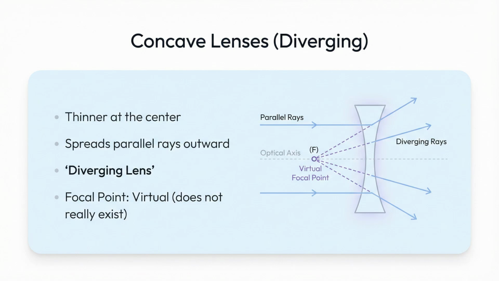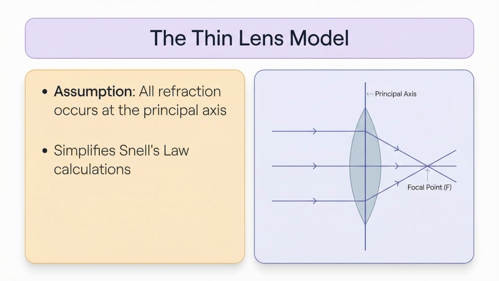On the flip side, we have concave lenses. These are thinner in the middle, like an hourglass. Instead of focusing light, they scatter it. We call them diverging lenses because the rays spread out. The focal point here is actually virtual. It's a theoretical point where the rays would meet if you trace them backwards, but the light doesn't actually go there.